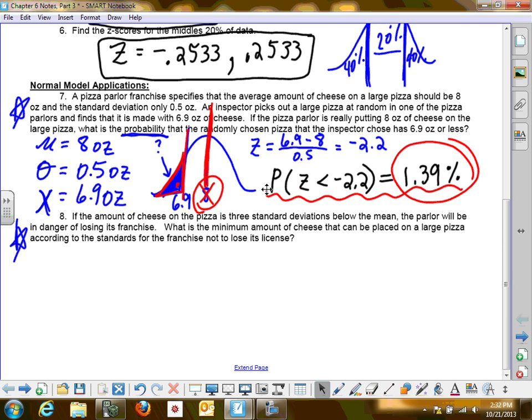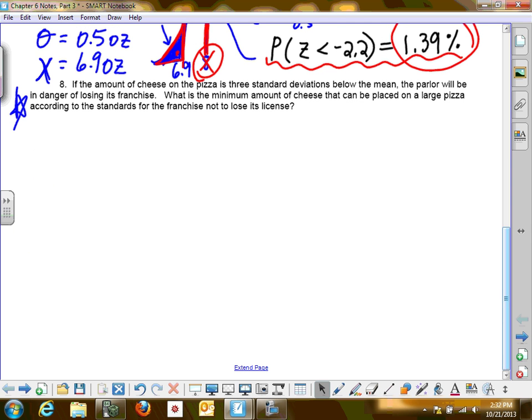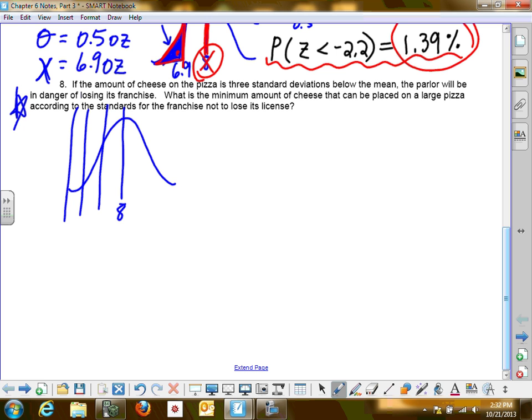Okay. Next, number 8. If the amount of cheese on the pizza is 3 standard deviations below the mean, then the pizza parlor will be in danger of losing its franchise. What's the minimum amount of cheese that can be placed on a large pizza according to the standards for the franchise not to lose its license? Okay, so this problem is saying 8 is what's happening, but if you are down here at 3 standard deviations away or less, then you could lose your franchise. Basically, somebody's going to come in, retrain everybody, and see if we can get this fixed.